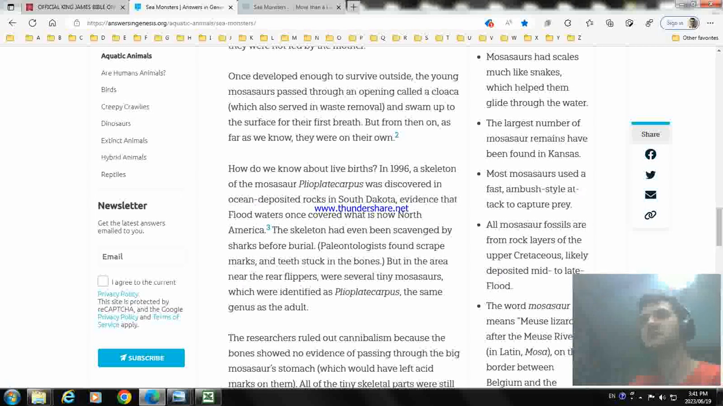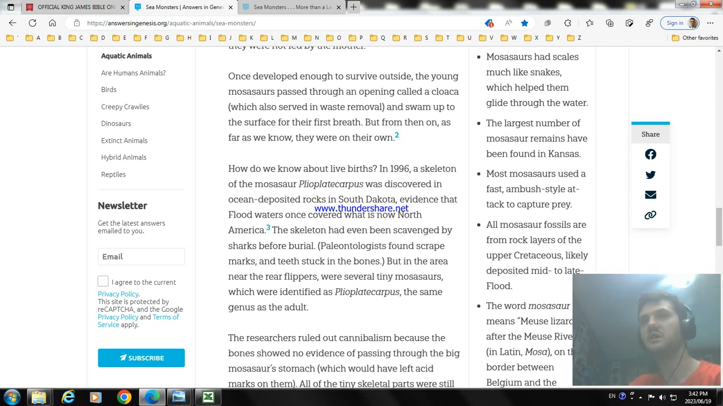Once developed enough to survive outside, the young mosasaurs passed through the opening called a cloaca, which also served as waste removal, and swam up to the surface for their first breath. And from then on, as far as we know, they were on their own.